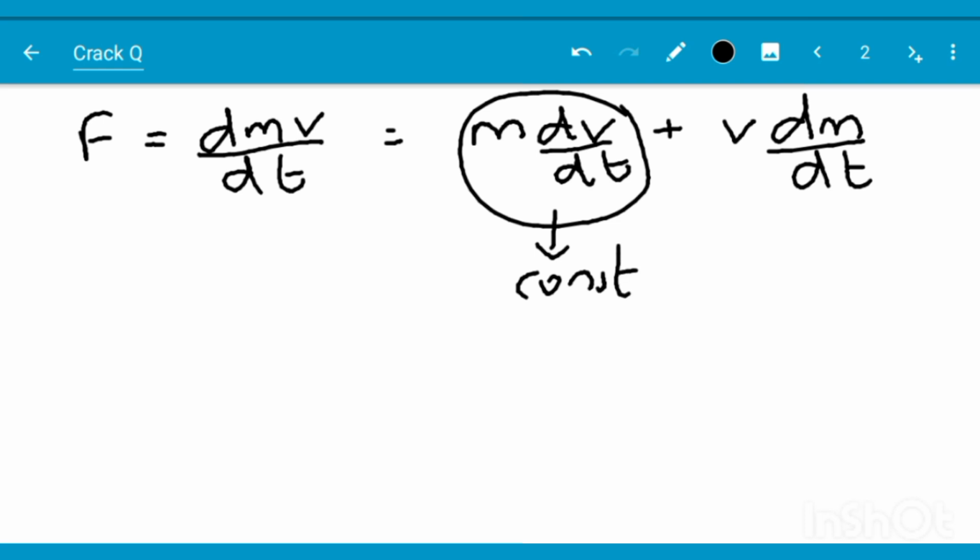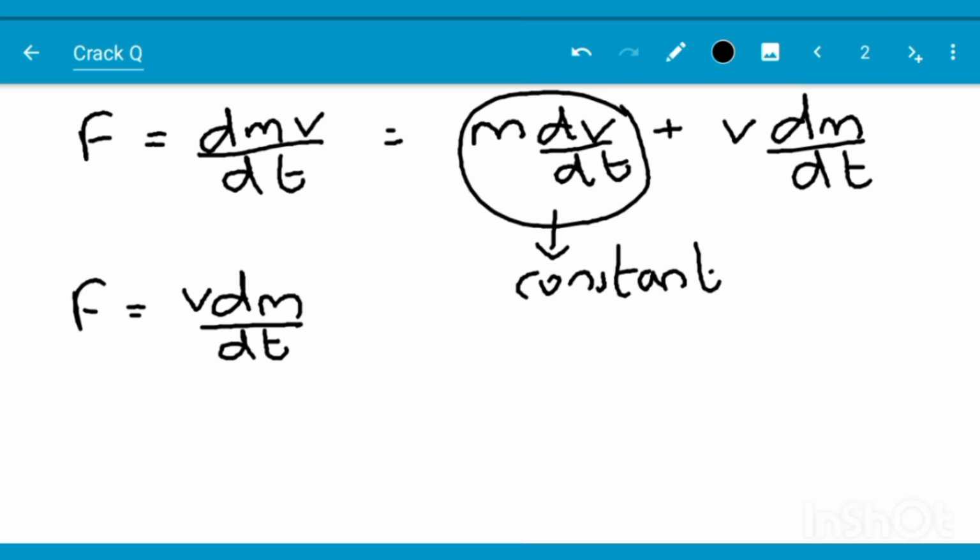The only changing value is dm by dt. The water is ejecting with the velocity v, so force is equal to v dm by dt.